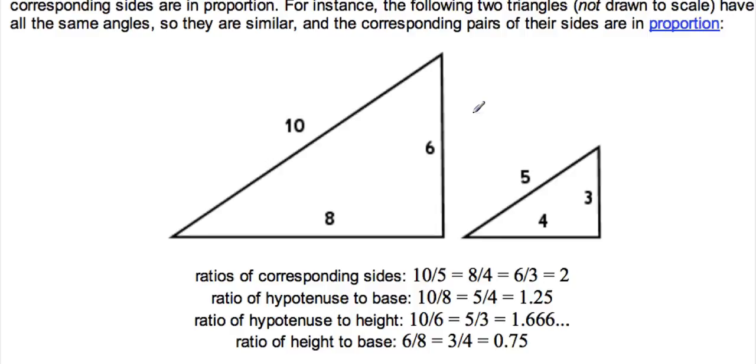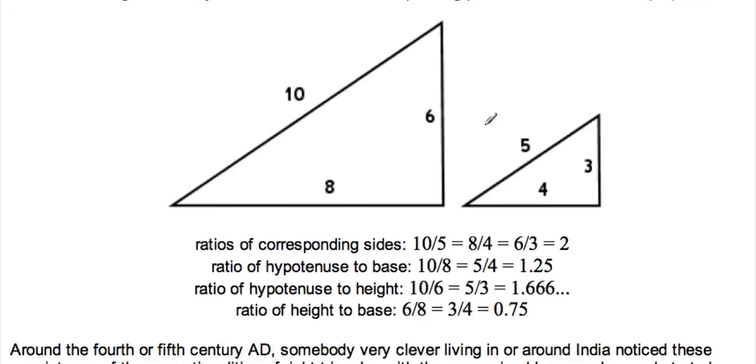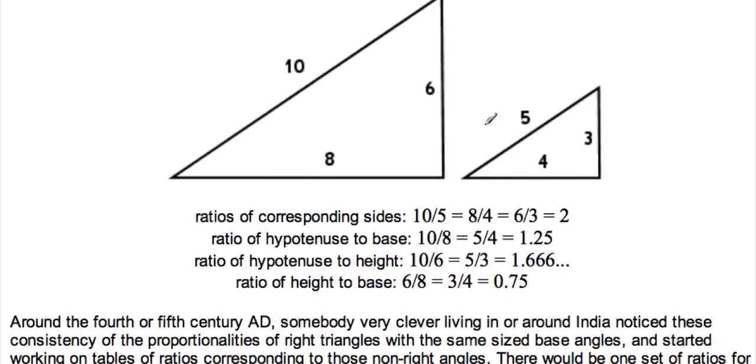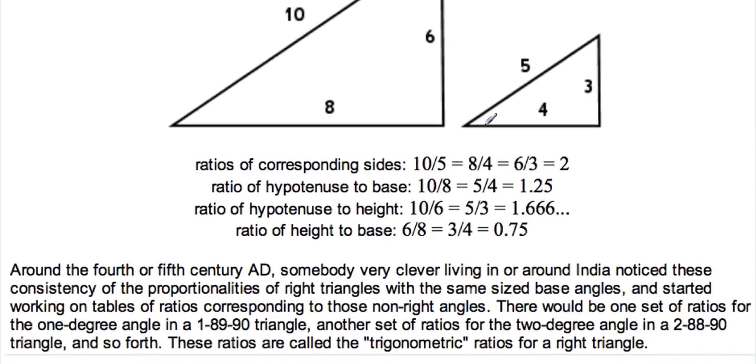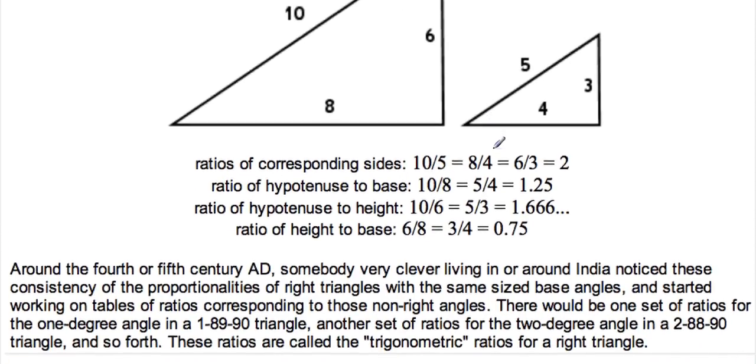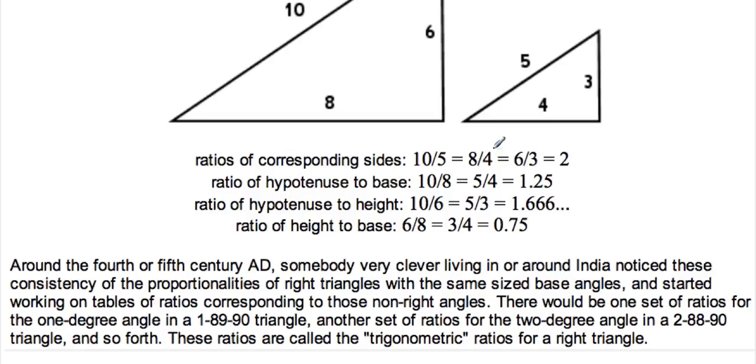This simply means that it doesn't matter if the triangle is big or small, as long as the angles have the same measure, they will still have the same ratio. And this is what they discovered during that time, 4th or 5th century AD. And that's more or less how they came up with trigonometric ratios.